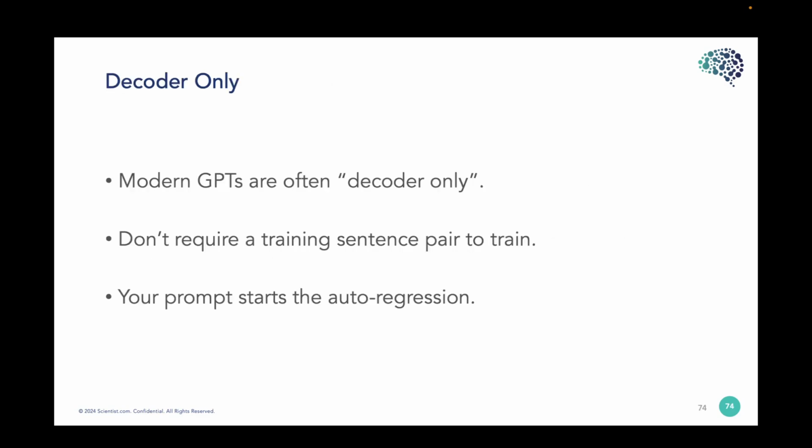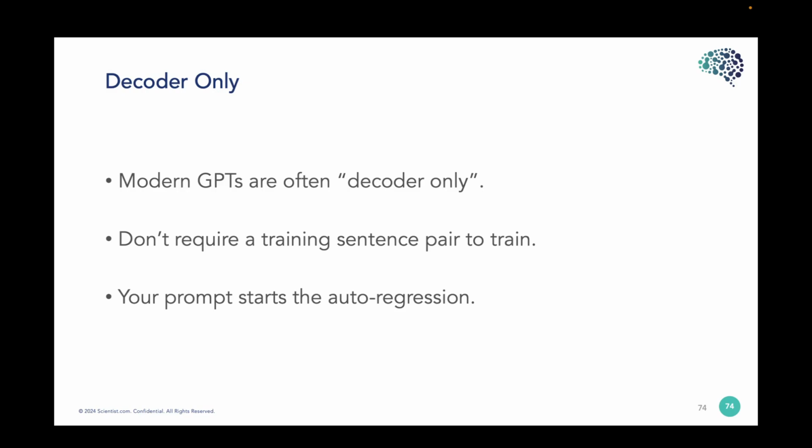And finally, the last thing that I wanted to touch on is we have talked about the transformer as it exists in the paper, Attention is All You Need. There are other forms of transformer. In fact, modern transformers are oftentimes decoder only. So they just get rid of the encoder entirely, and they just have a decoder.